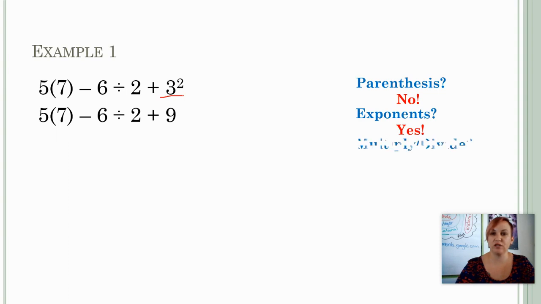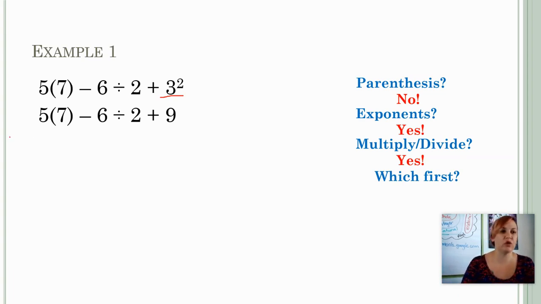So next the question is, is there multiplying and dividing? And the answer is yes, there's both. Now remember, we're not going to do the multiplying first every time. So next we need to ask ourselves, which one am I going to do first? Multiplying or dividing? And so we go to the problem and we start at the beginning.